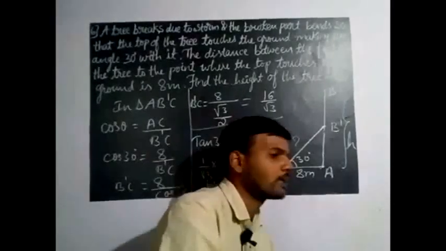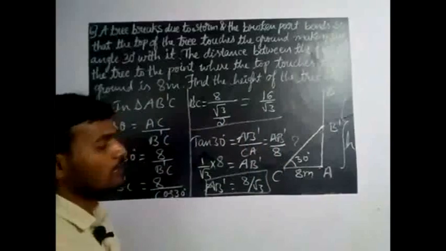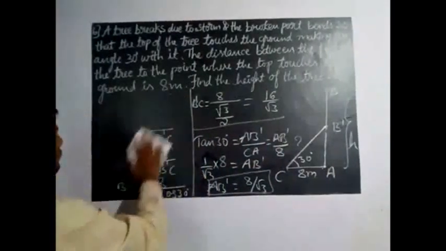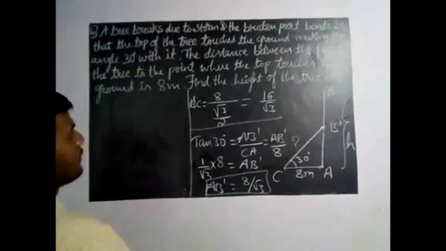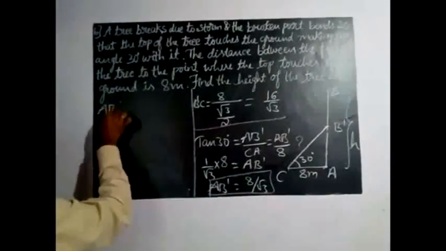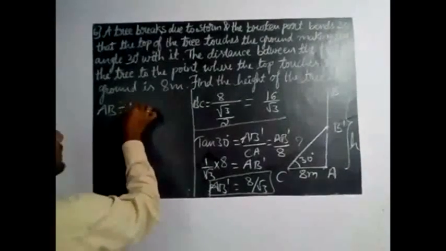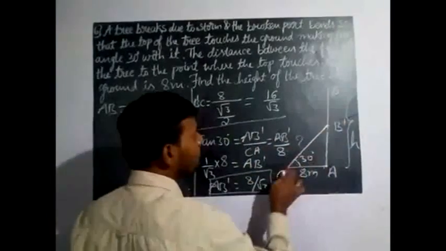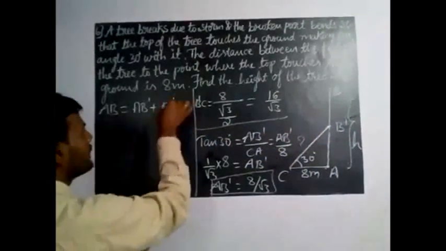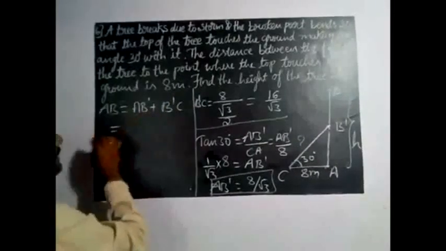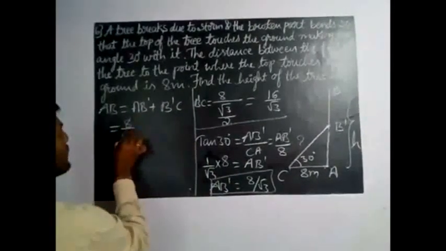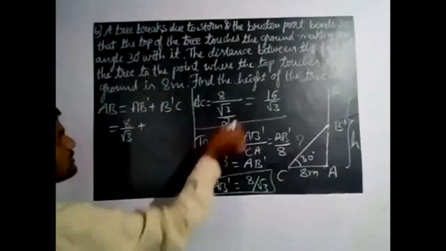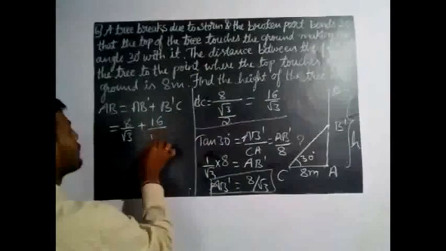Now to find the height of the tree, look here, the height of the tree AB becomes two parts, that is AB dash plus B dash C. So AB dash we found, that is 8 by root 3, plus B dash C also is found, that is 16 by root 3.